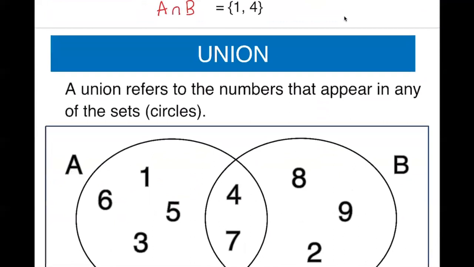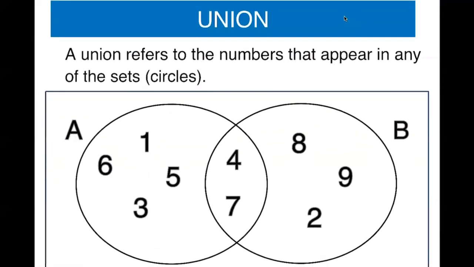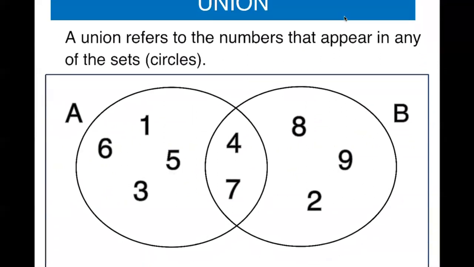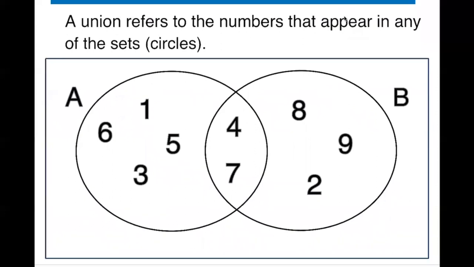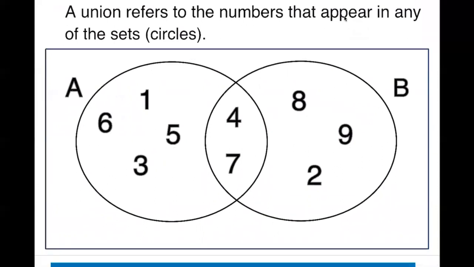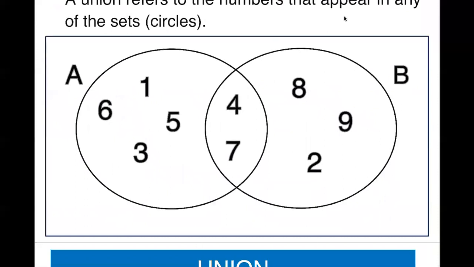Now the bit that a few of you needed to ask a question about yesterday, so this is worth going through nice and slowly. A union is the numbers that appear in any of the sets. Right now you can see set A and set B. The union is a list of numbers that is in either A or B and includes the intersection. So in this instance, we would write down all of these numbers. 1, 2, 3, 4, 5, 6, 7, 8, and 9 would all feature in the union.